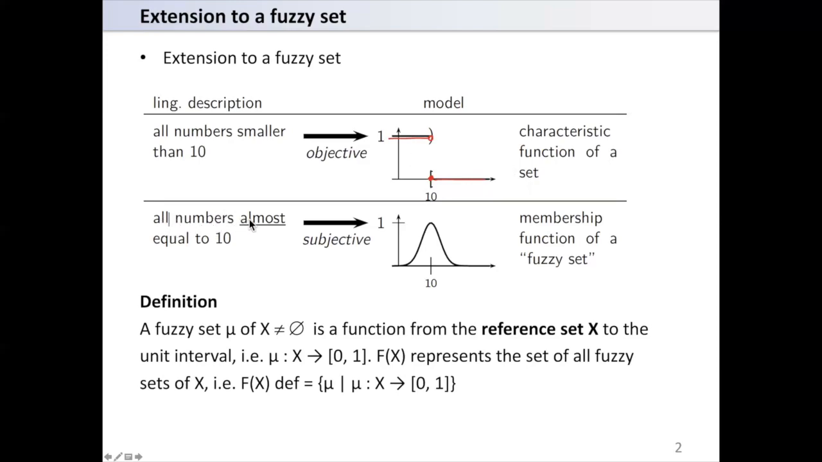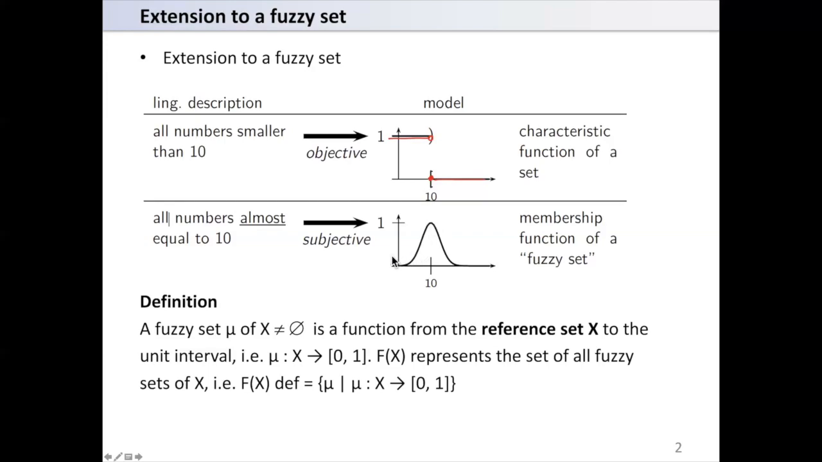Consider all numbers almost equal to 10. This is a subjective description. For this one, for example, the membership function of a fuzzy set can be used. Here at point 10, because we are trying to represent almost equal to 10, the membership function value is 1. And around it, as we go far away from the point 10, the value of the function is decreasing.